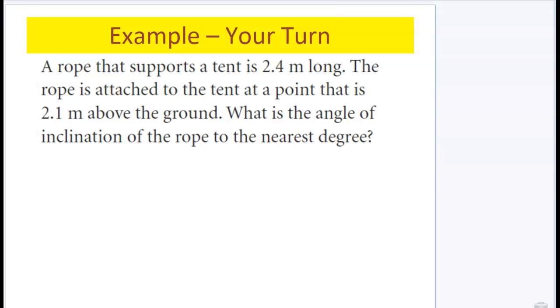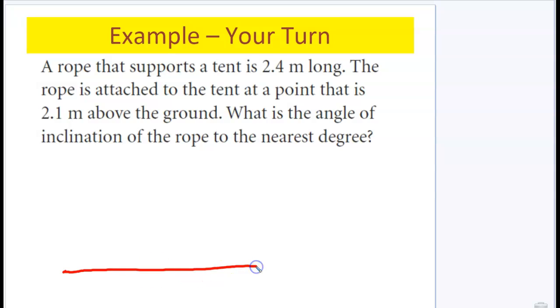Okay, I hope you had a chance to try this problem. So let's take a look. It says that a rope that supports a tent is 2.4 meters long. The rope is attached to a point that is 2.1 meters above the ground. What is the angle of incline of the rope to the nearest degree?